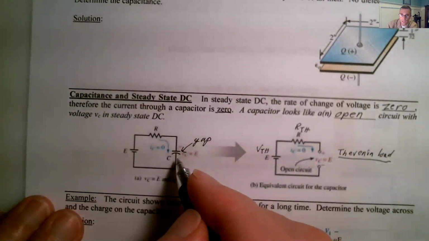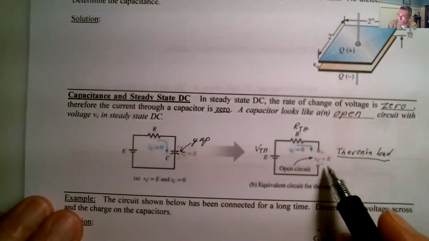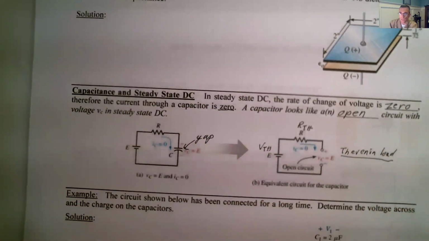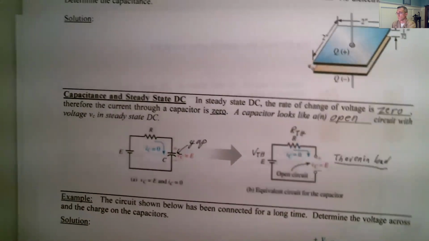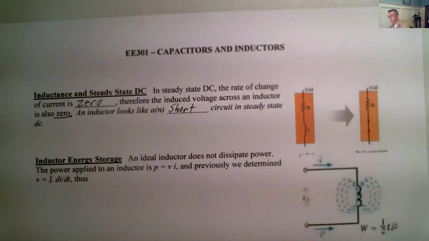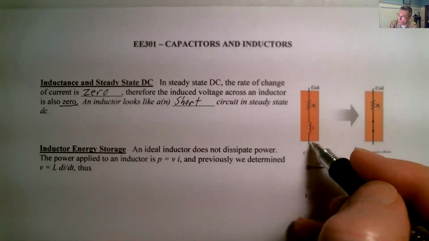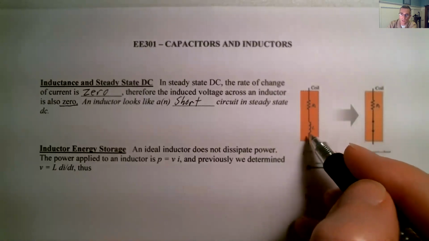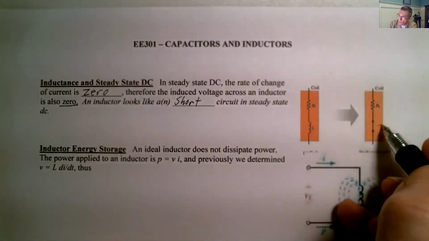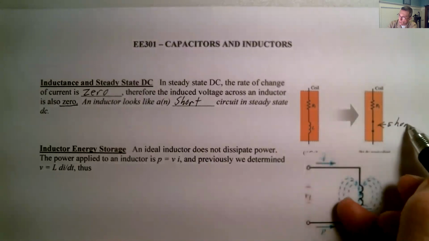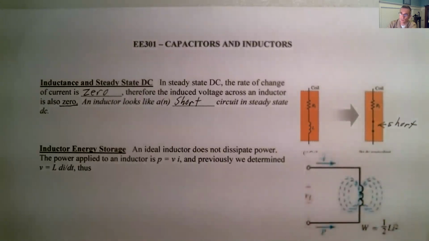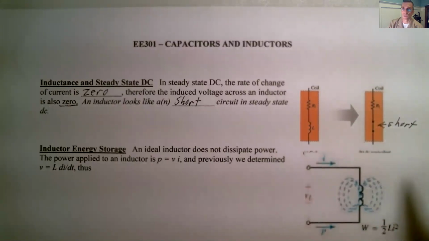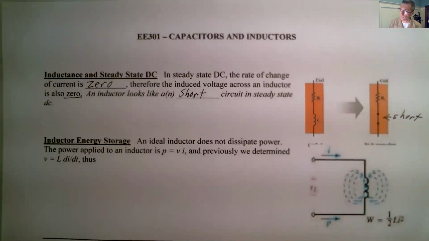So in steady state DC, that gap just gets wider, which leads to an open circuit, right? In steady state DC, an inductor is just a coil, which is a wire, right? So in steady state DC, that just kind of straightens out and becomes a short. So that's how you can remember it from the drawings, right? In DC, they do exactly what their drawings look like they do.